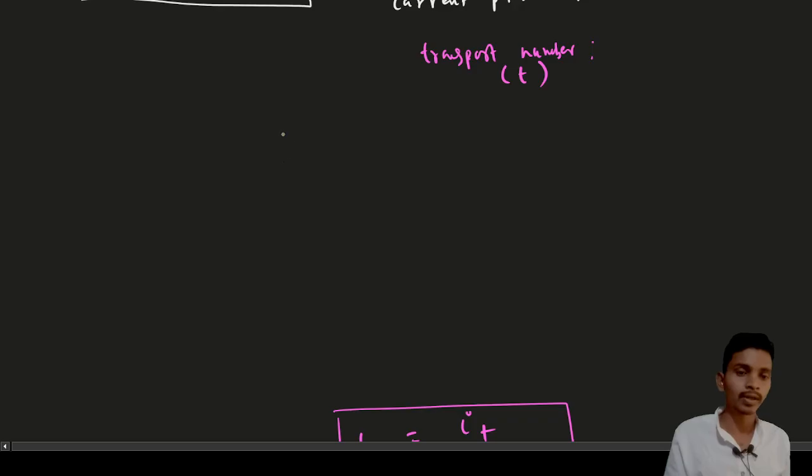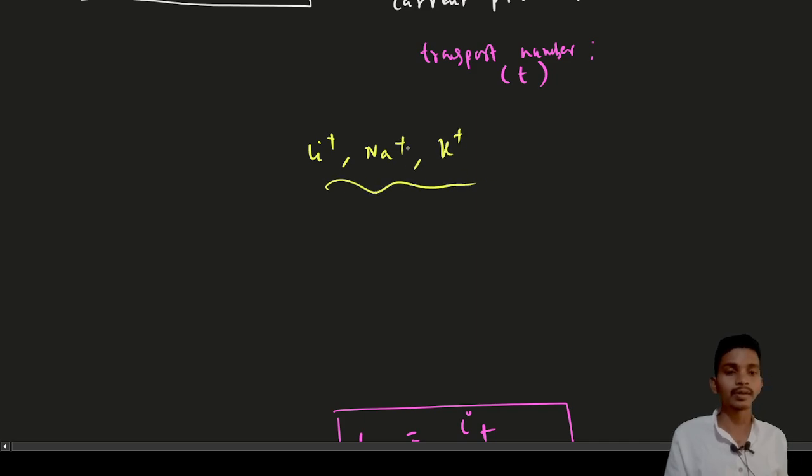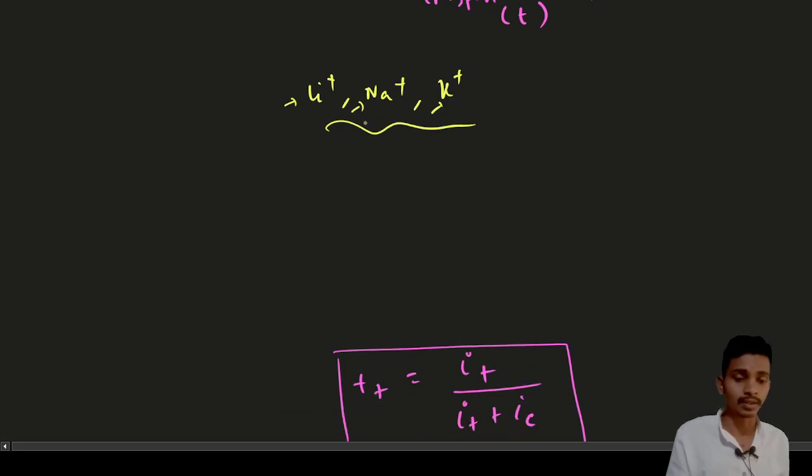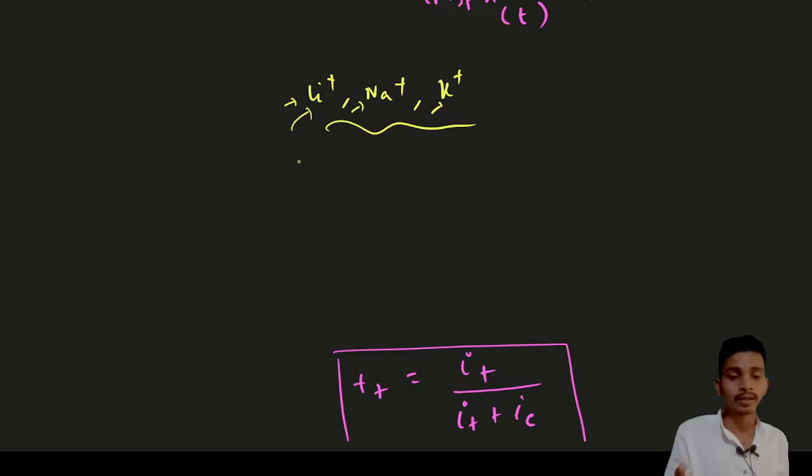Let's say there will be a competition, where we have Li+, Na+ and K+. In between them, whose transport number is high? Transport number means the number of... so whether the transport number of Li is high, or Na is high, or K is high. If the question is asked whose transport number is high, Li would have its anion also there.